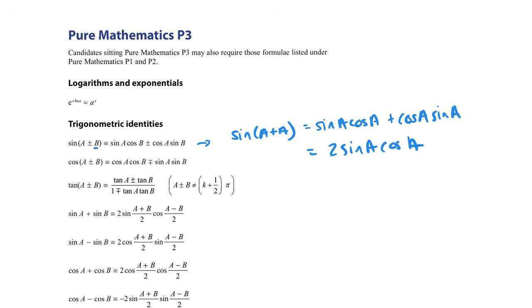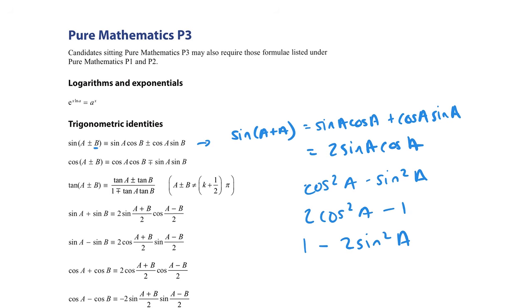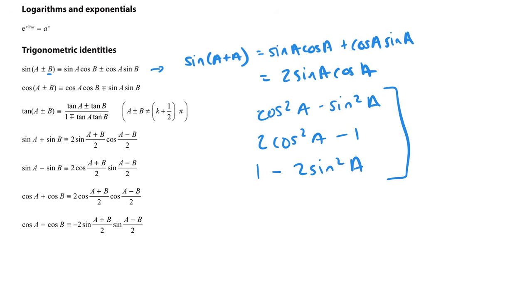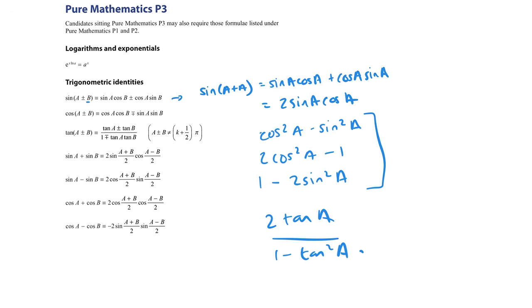The other formulas you can get from this as well is when you do cos of A plus A, you know that this is the same as cos squared A minus sine squared A. And then using the formula cos squared plus sine squared equals 1, you can also get 2 cos squared A minus 1, or 1 minus 2 sine squared A. Again, you can work this all out. Same with the tan. You can work out that this is 2 tan A over 1 minus tan squared A. So make sure you're happy with these types of rearranging. You do not have to remember them. They are here, you can work them out.